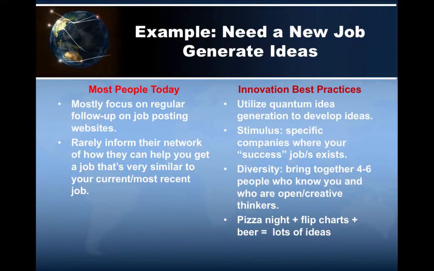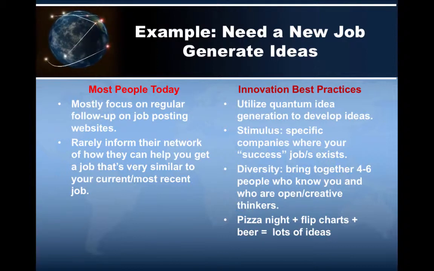If you're applying innovation best practices to this, you utilize quantum idea generation to develop some ideas about how you're going to bring your vision of success to life. You're going to use things like stimulus. It can be things like very specific companies where your success job or jobs exist. And these may be companies that aren't advertising now, but you want to be aware of them. You want to understand the universe of possibilities, and stimulus starts putting that out there for you. You gather this stimulus. It's research that you put together.